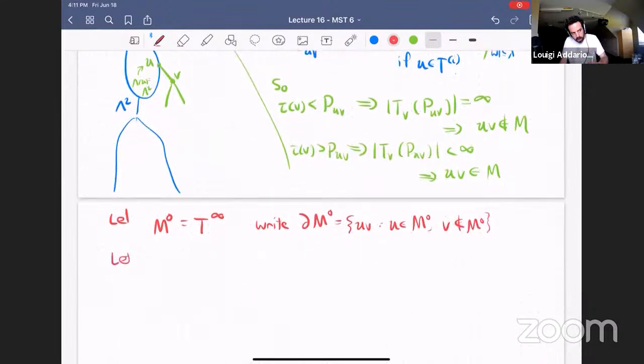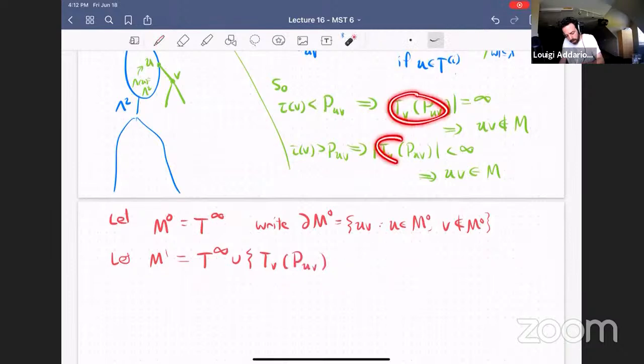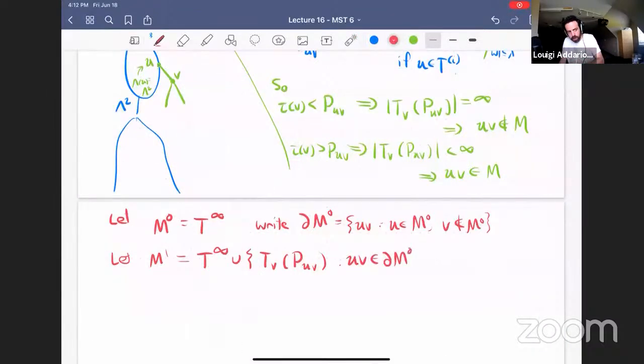Okay, and then we'll let M1 be everything that gets added on according to this rule for whether or not these neighbors get added to the tree. So which trees do we add on? We add on the trees T_V, P_UV, whenever this thing is finite. So for UV in the boundary, so these are boundary edges where tau V is bigger than P_UV.